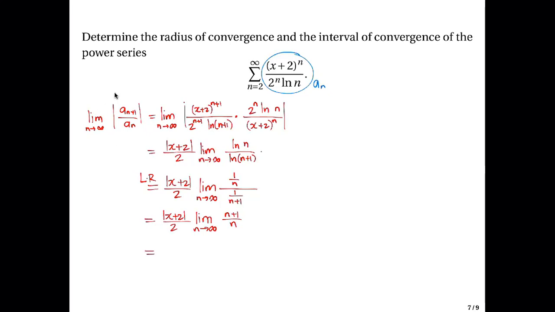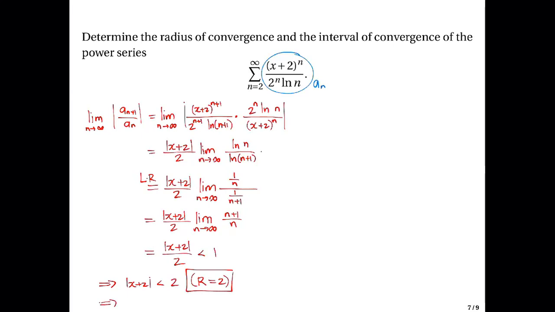Therefore, the limit of the absolute value of a sub n plus 1 over a sub n is the absolute value of x plus 2 over 2. And just like before, we need this to be less than 1 so that the series is convergent, which means the absolute value of x plus 2 must be less than 2, which tells us that R is equal to 2.